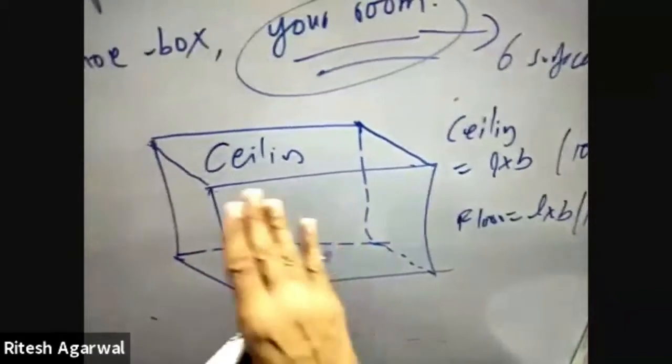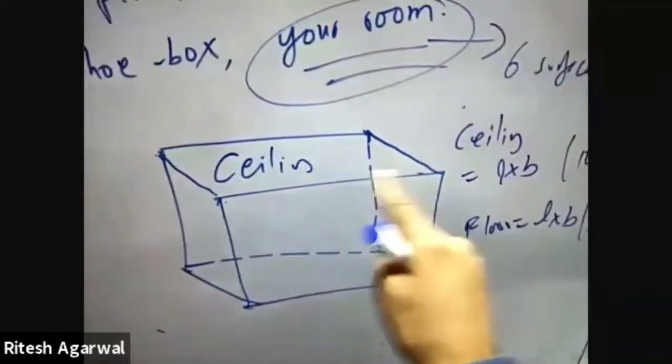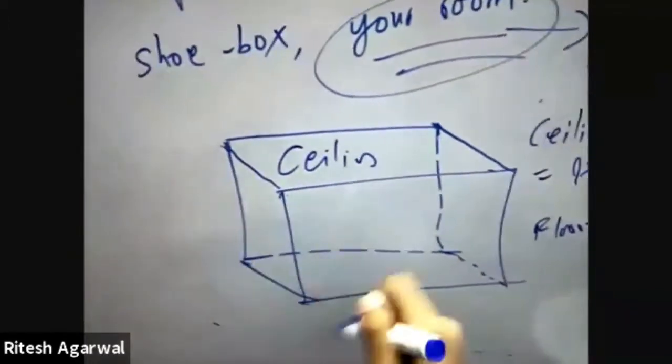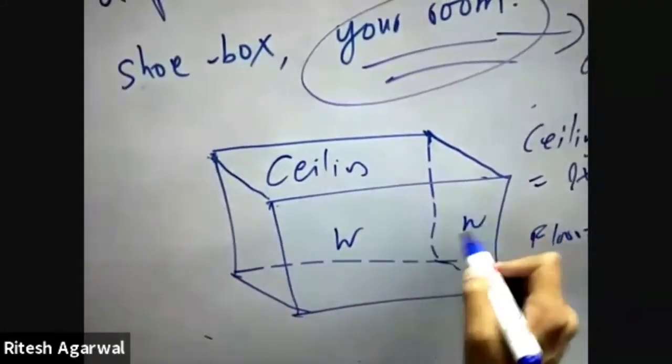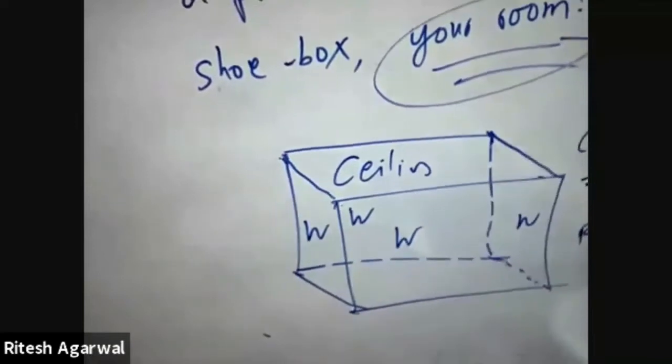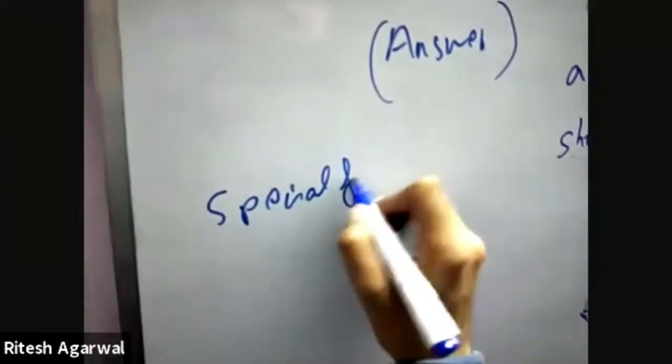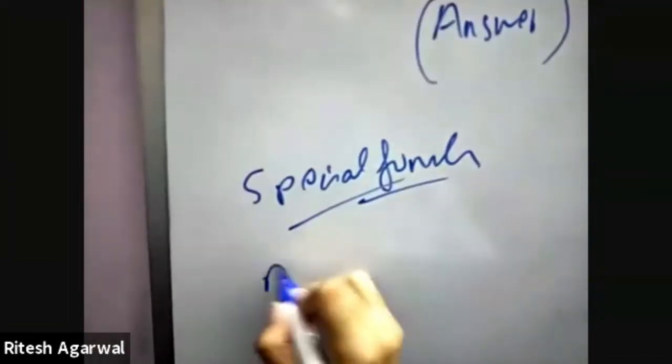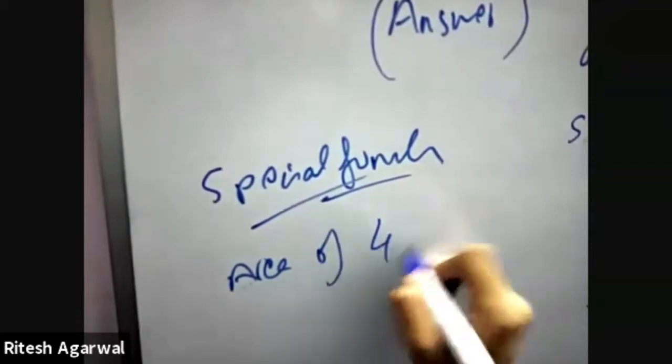Next, we come to the 4 walls. So this is one wall, then this, then this, then this. So we have wall, wall. Behind this, we have wall, and then again we have wall. So this is called the area of 4 walls. Now you will have a special formula, the formula for the area of 4 walls.